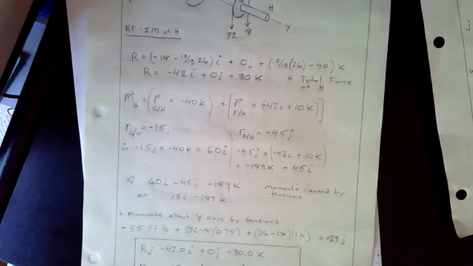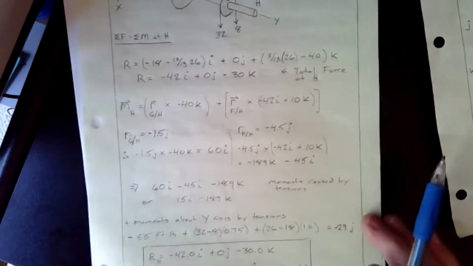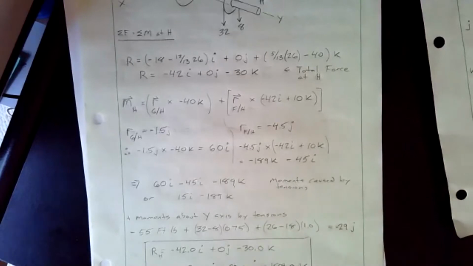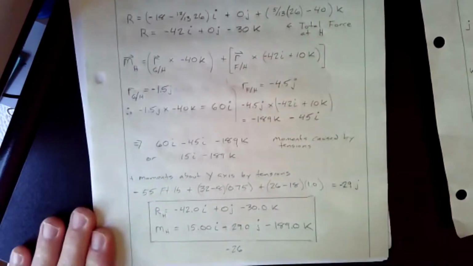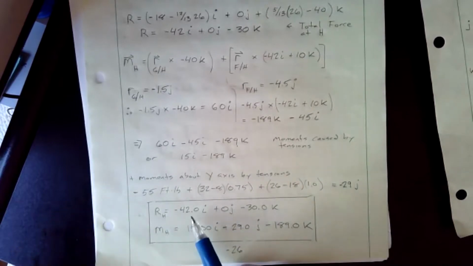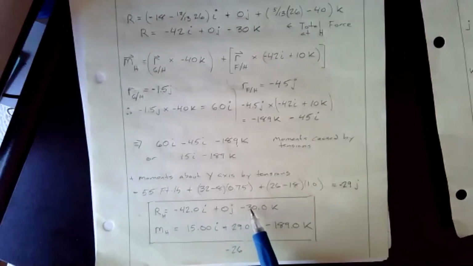Now, I know I put 52 in the text, and I apologize for that. If you use the 52 and not 55, then you would have gotten negative 26. So either one's correct. Your final answer is negative 42,030 for the reaction force, and the moment is 15, negative 29, negative 189, respectively, just like the example we did.